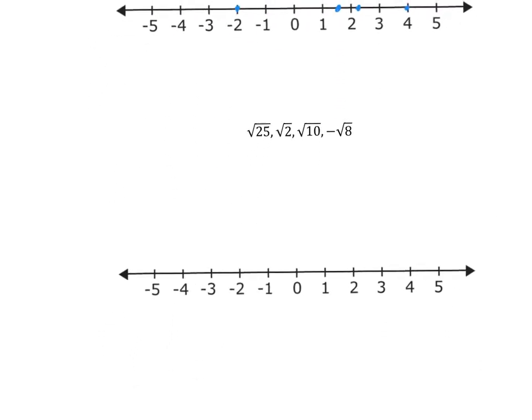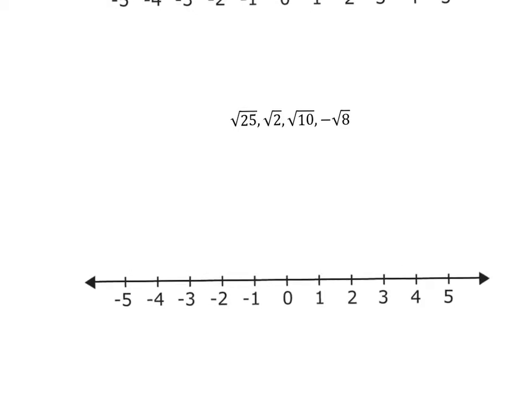Finally, we have a few more square roots to look at. So the square root of 25 we know is equal to 5. So that one's pretty easy. We can put the square root of 25 right at 5. The square root of 2, well, that's going to be between the square root of 1 and the square root of 4, which is 1 and 2. So it's going to be between 1 and 2, but it's definitely a lot closer to 1. So it's going to go maybe about right there, the square root of 2.